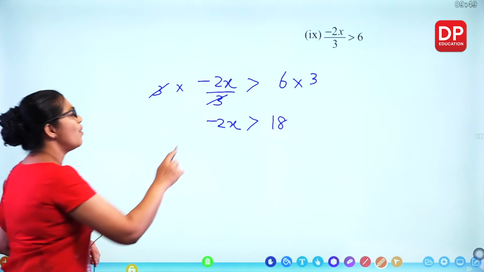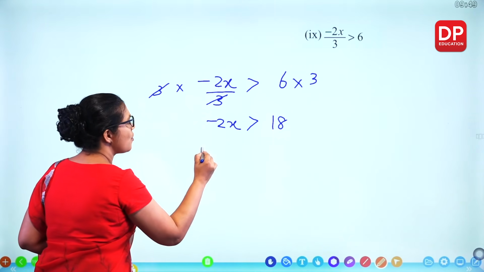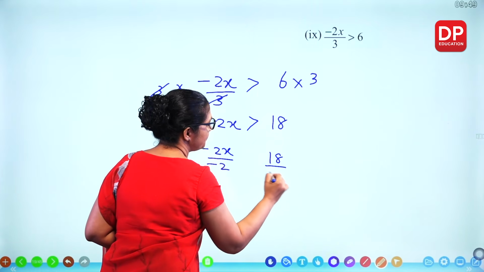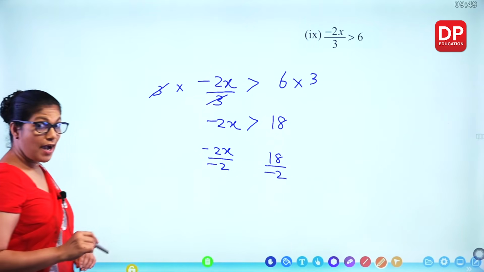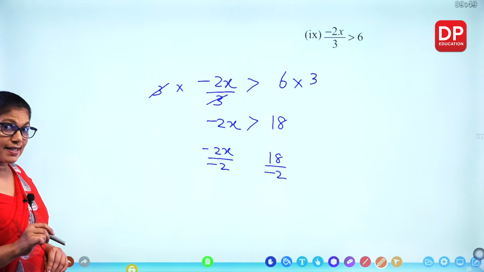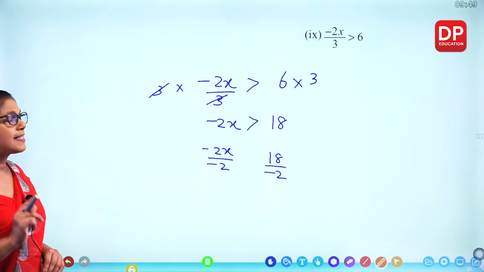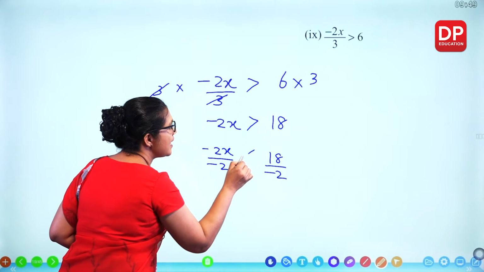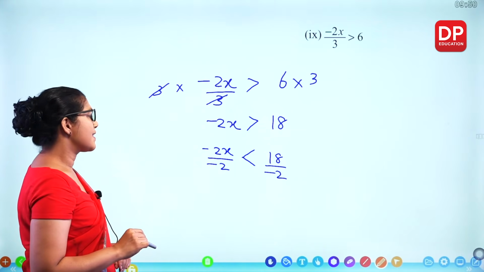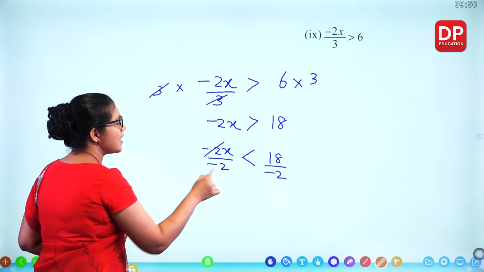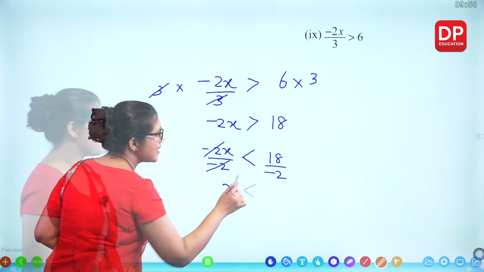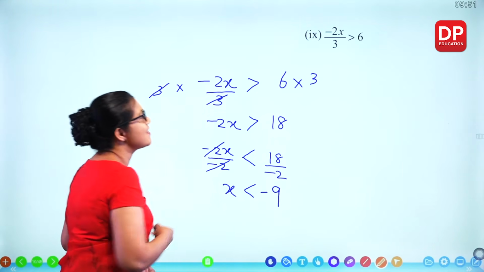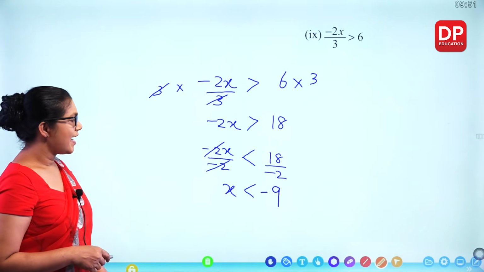Now to get rid of this minus 2, I need to divide this by minus 2. When you are dividing by a negative, what happens? Can you remember? The sign changes. So here the greater than side becomes the less than side. So minus 2 gets cancelled out. You get x, so 18 divided by minus 2 is minus 9. So this is the answer for this part.